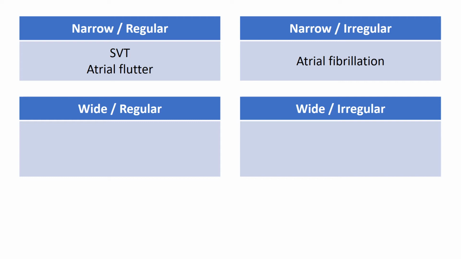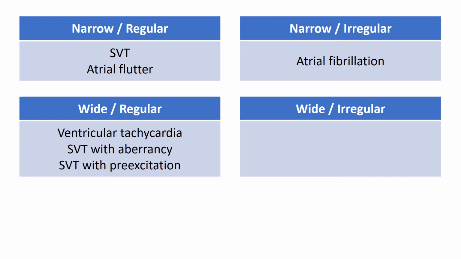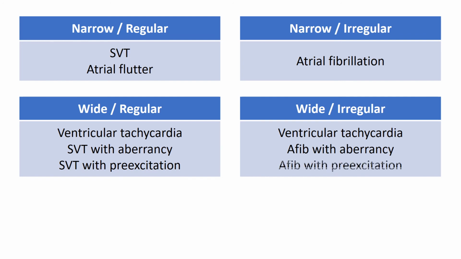You could have a flutter as well, but it's kind of a who cares conclusion at that point because you're going to treat it the same way. In the wide and regular box, things get a little bit more complicated. So you're going to have VTAC as a big concern, but you could also just be looking at SVT with aberrancy or SVT with pre-excitation. And the wide irregular box isn't really a whole lot different. You're going to start being concerned about VTAC, but that could just be AFib with aberrancy, or it could be AFib with pre-excitation.